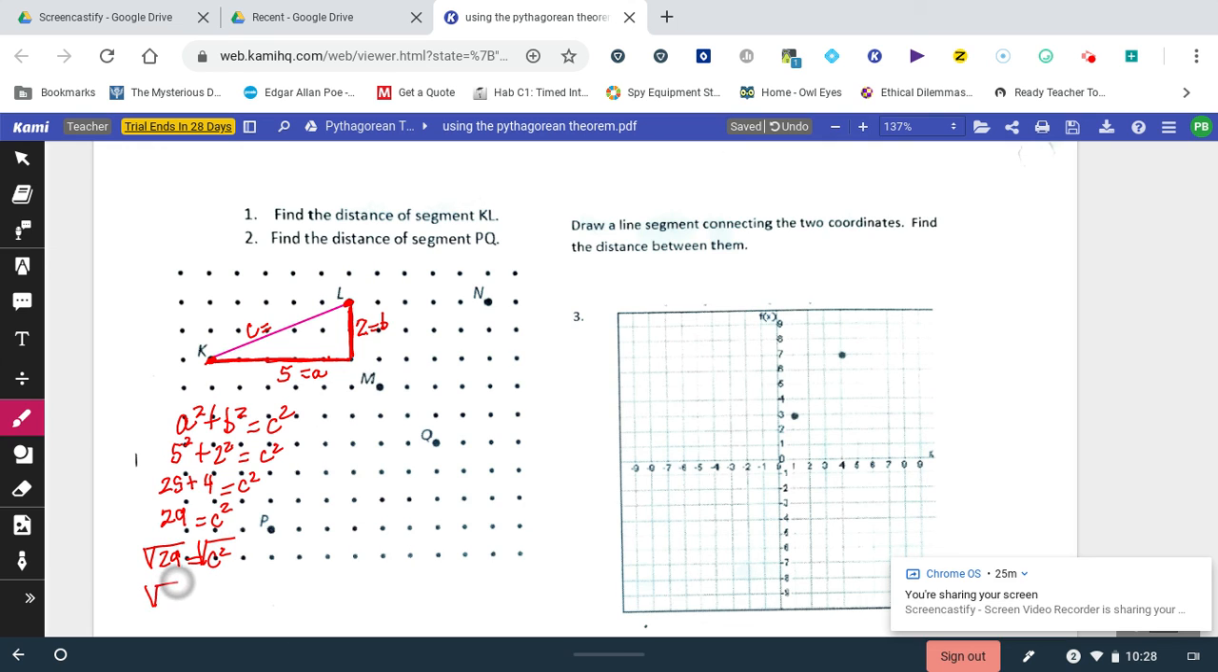Square root of 29 equals c. And I can put this in the calculator. Square root of 29 is, to the nearest tenth, approximately 5 and 4/10 units. All right, so the segment KL is approximately 5 and 4/10 units long.